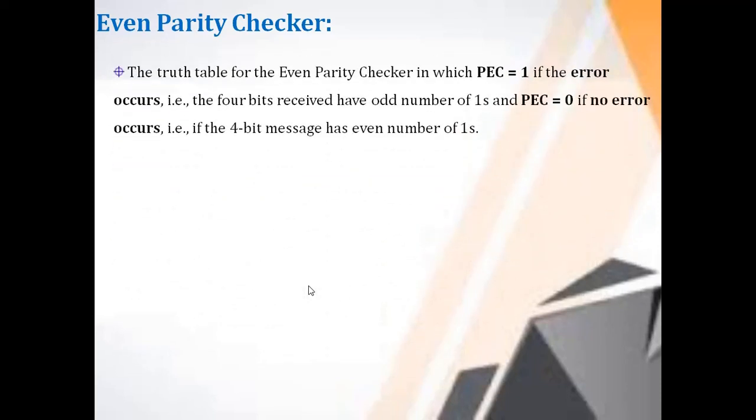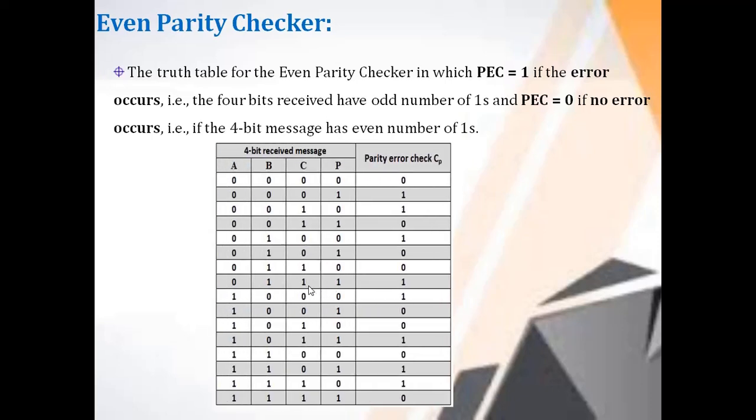The truth table for the even parity checker: PEC equal to 1 means what? There is some error that has occurred. If the value of PEC equals 0, what does it mean? If no error occurs, then the even parity checker produces the result 0, meaning the value of PEC is 0. So this is the truth table for when I am receiving 4-bit messages from the transmitter.